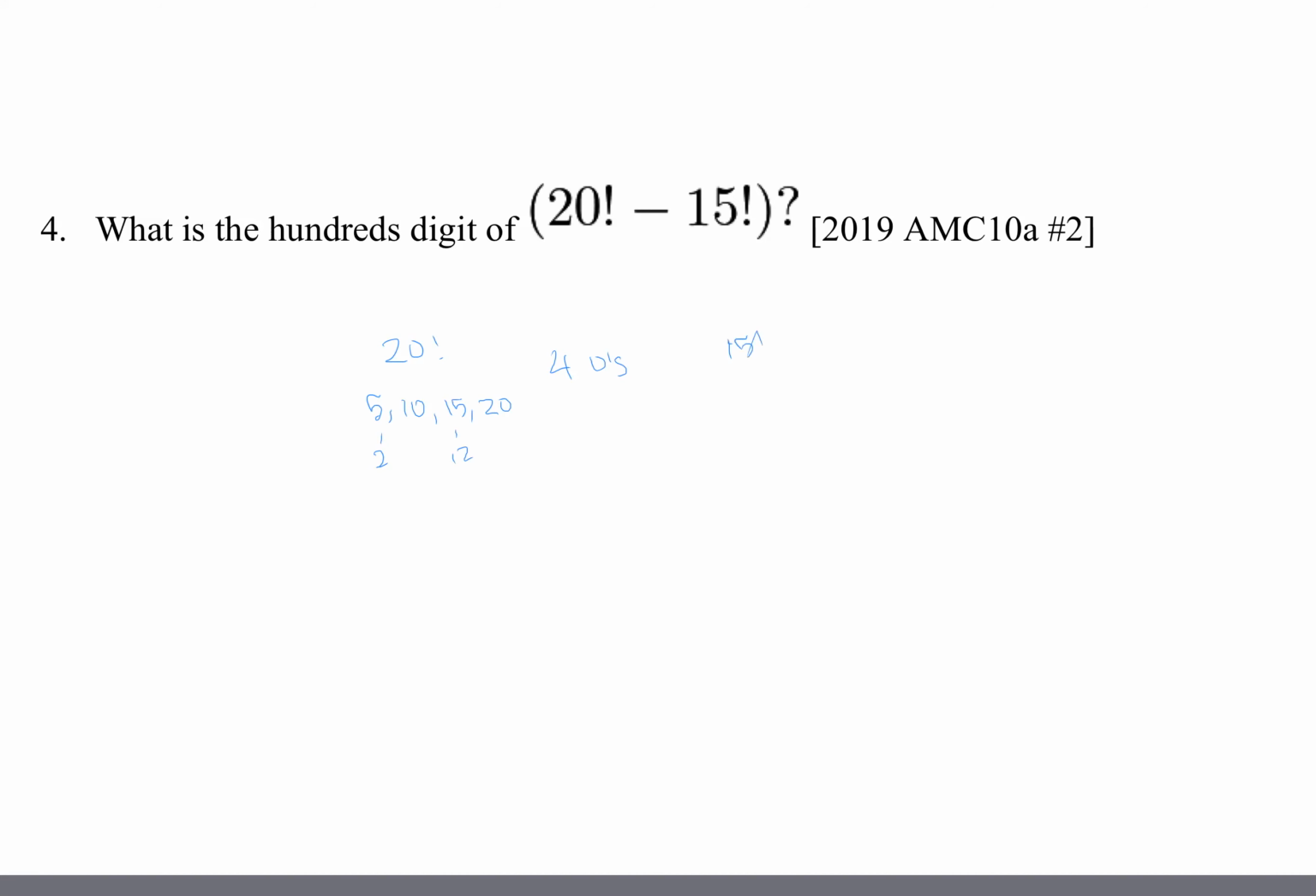And then 15 factorial has 5, 10, and 15, that's 3 multiples of 5, so there are 3 zeros. If it's a number that ends in 4 zeros minus a number ending in 3 zeros, we would always have 3 zeros left, right? So the hundredths digit, after the ones digit and tens digit, always has to be 0. So that's our answer, because these all end in 3 or more zeros. Okay, do you guys have any questions about that?